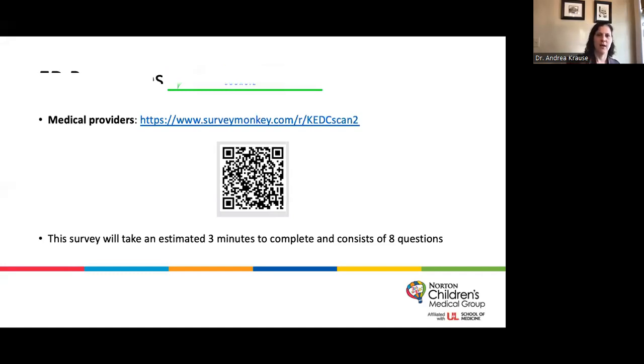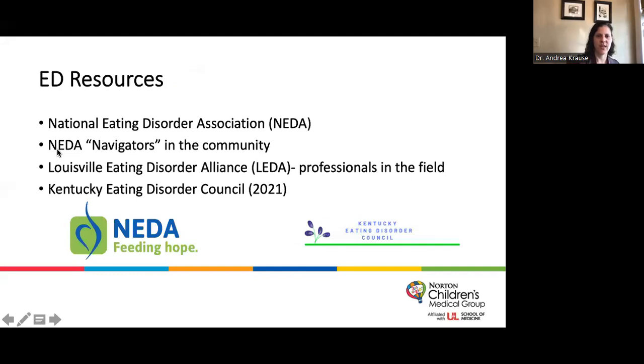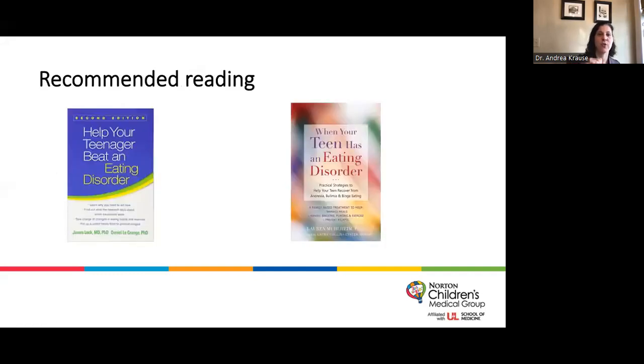And then resources, we'll skip past that. These are two recommended books. Both of these books have helped me, although both books are actually recommended for parents of kids that have eating disorders. So I highly recommend them.